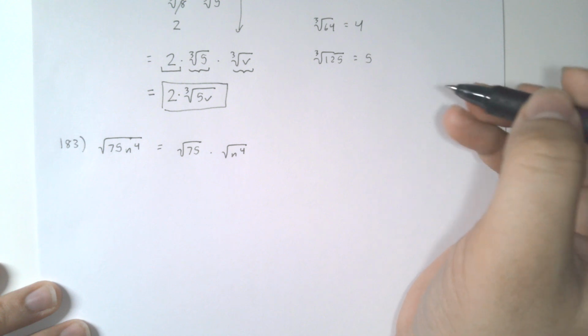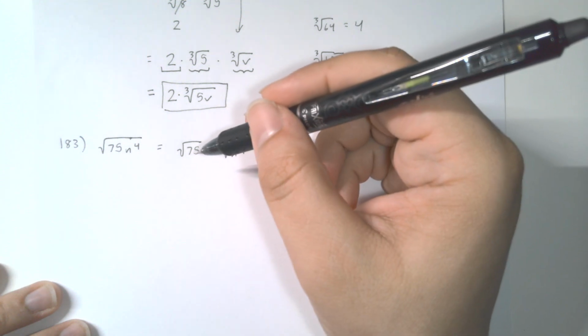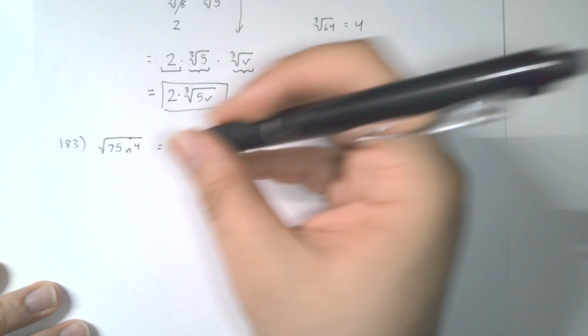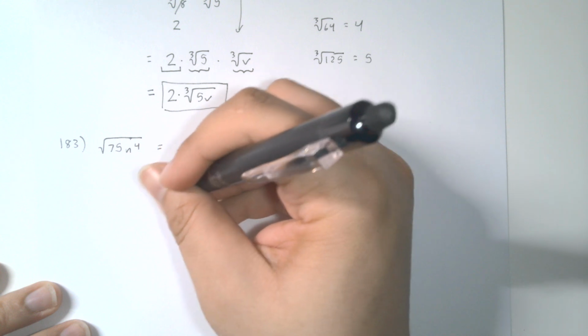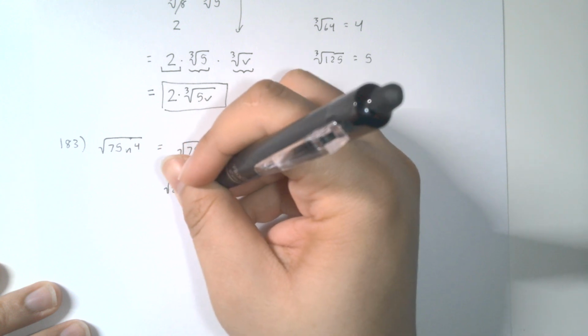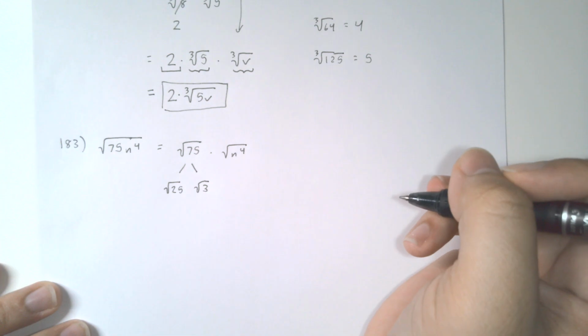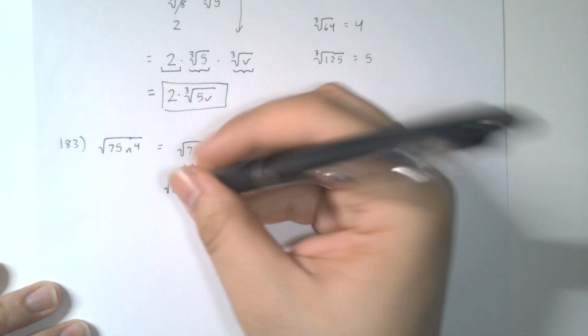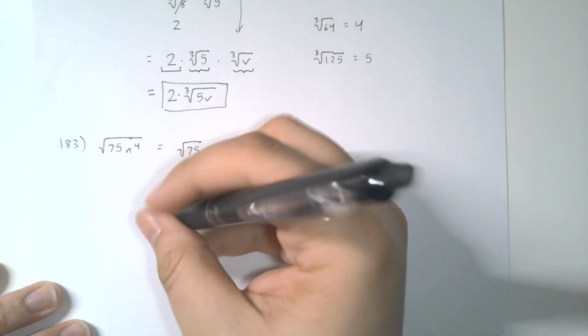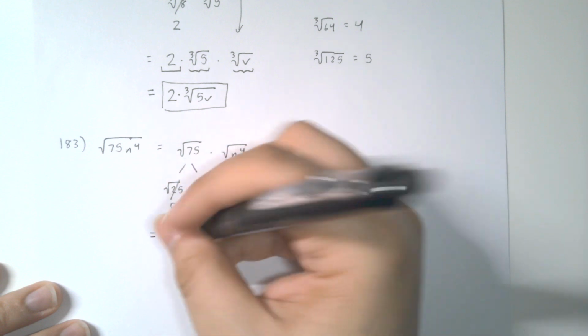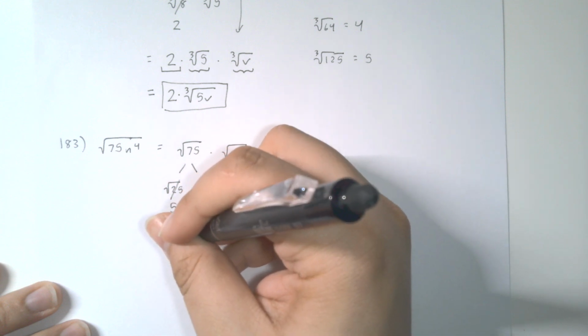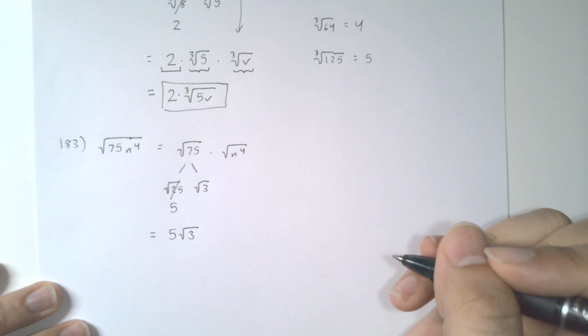Next, we ask ourselves, what is the biggest perfect square that 75 is divisible by? And that number happens to be 25. So we have the square root of 25 times the square root of 3. Well, the square root of 25 is 5. And so down here we get a 5 square root of 3.